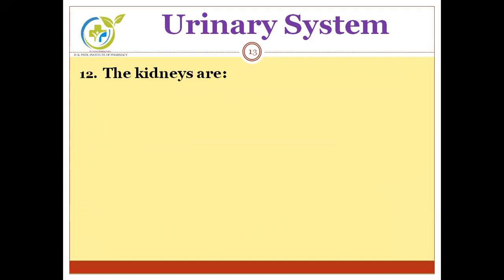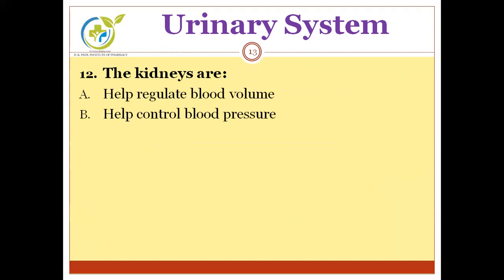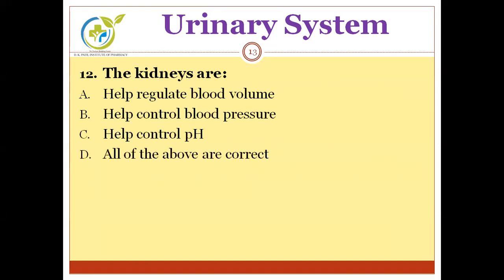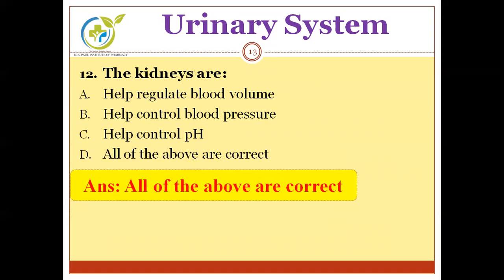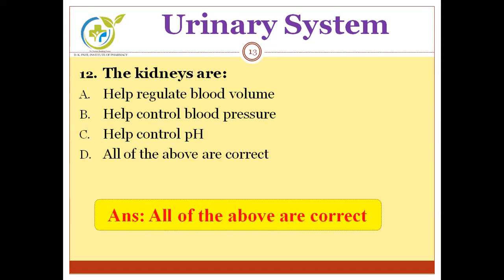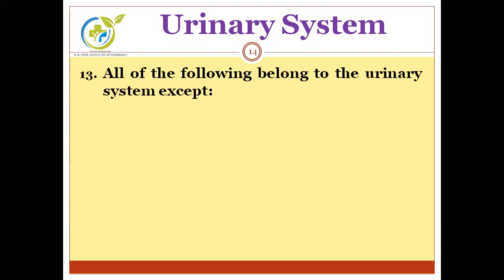The kidneys are, options are help to regulate blood volume, help to control blood pressure, help to control pH, all of the above. Any guesses? The correct answer is all of the above. Kidneys regulate blood volume, blood pressure, pH. So the correct answer was D.